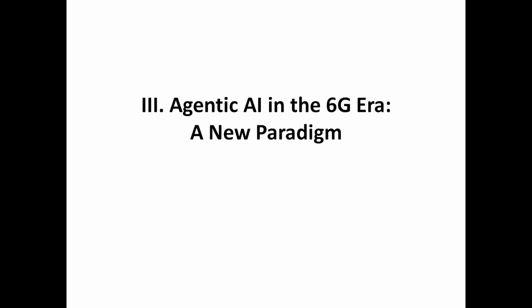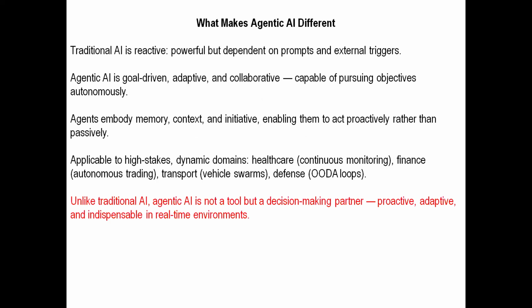And then we can think about it in a reverse way, right? Agentic AI will change 6G, but 6G will also change agentic AI. So it's a new paradigm, right? Traditional AI is reactive, but agentic AI is more adaptive and collaborative, right? So more work can be done by agentic AI.